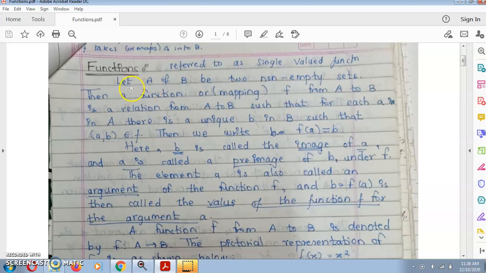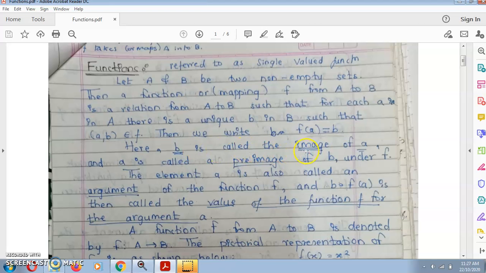We shall see here. Let A and B be two non-empty sets. Then a function or mapping f from A to B is a relation from A to B such that for each a in the set A there is a unique b in B. That means for every element of set A you will have a unique element in B such that (a, b) belongs to f. Then we write the function as f of a is equal to b. It means some element a is related to b.